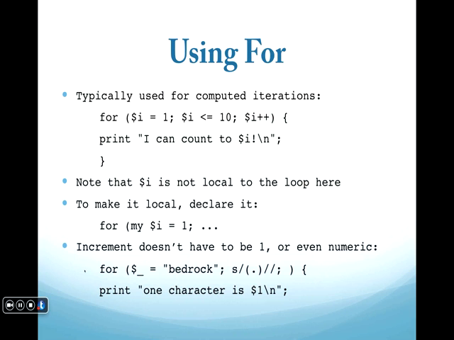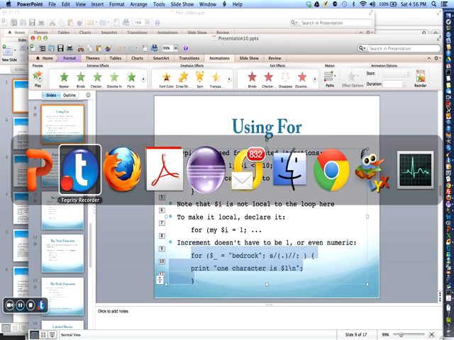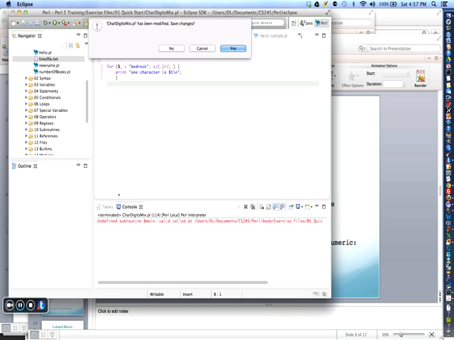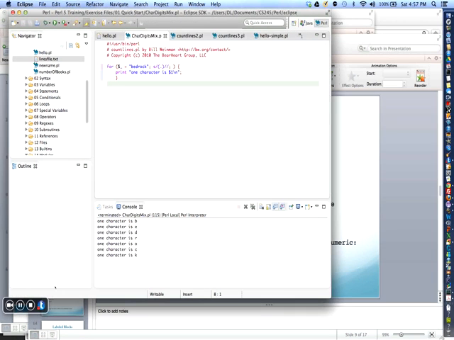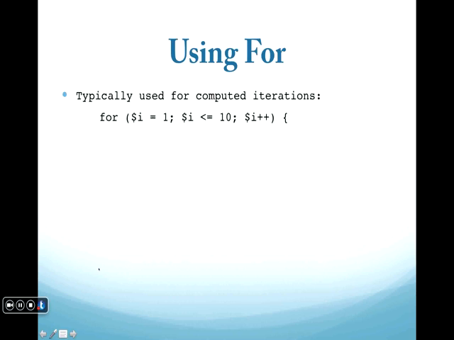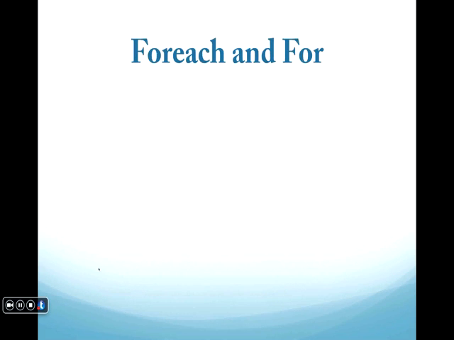So let us try this expression and see how it looks. As you can see, one character is B, so we'll take the first B, then the E, then the D, one by one from the string. So it doesn't have to be numerical, you can use a string.